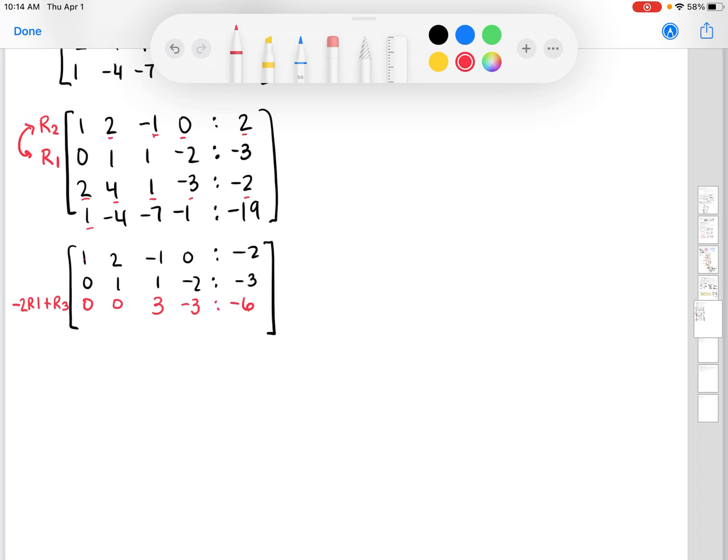Okay, so far so good. What we should also do is try to fix the bottom at the same time. So we want that 1 to disappear. Let's just subtract the top and the bottom row. So negative row 1 plus row 4, and that should take care of business.